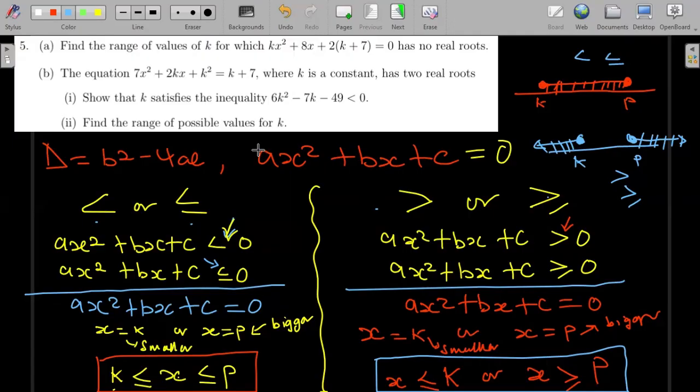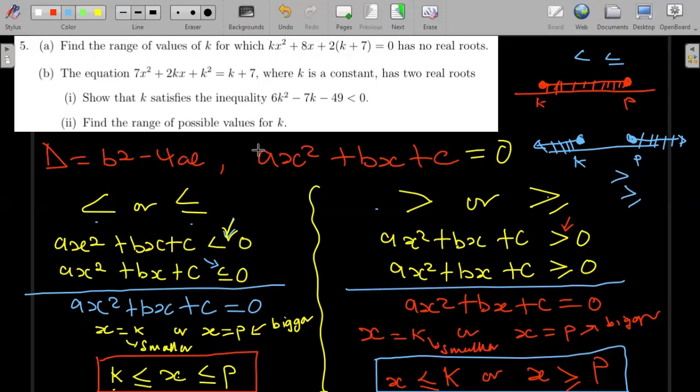You're saying I repeat on which part? I'm saying, how do you determine k is smaller and p is bigger? Oh yeah. Okay, okay. So in this case, we are just assuming.